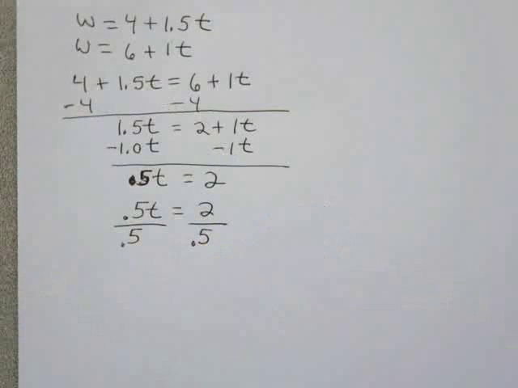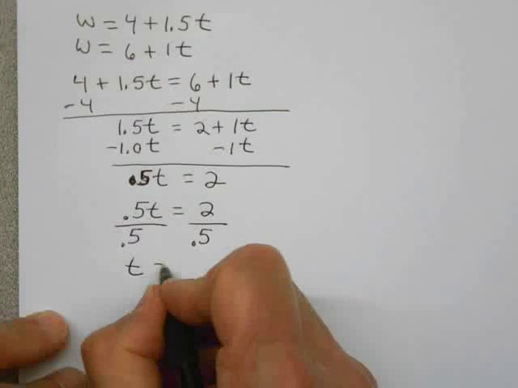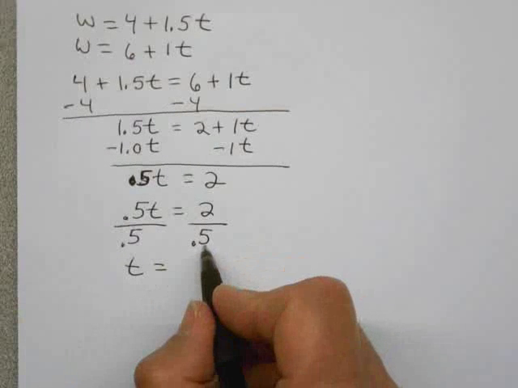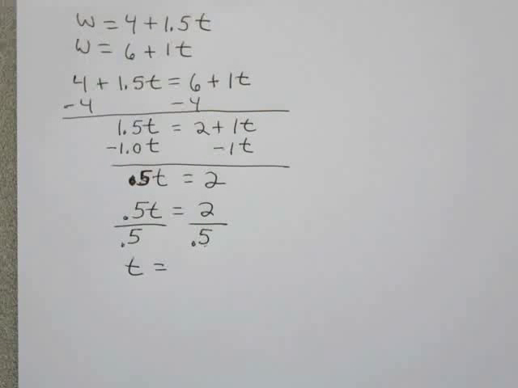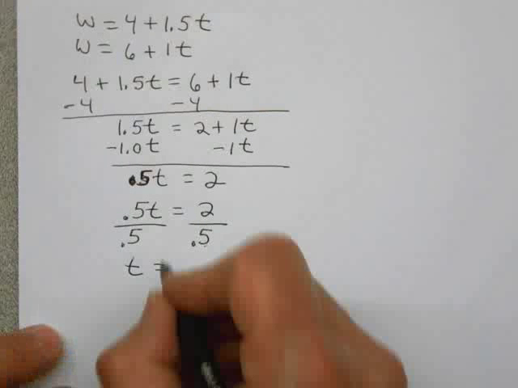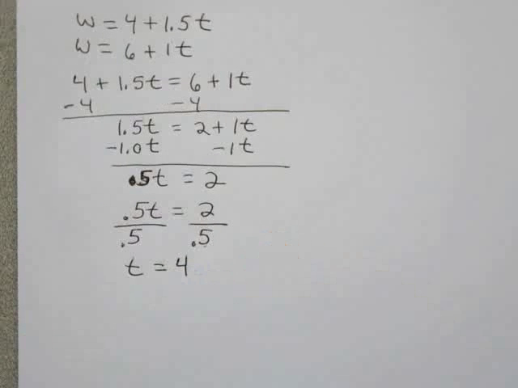All right, I'm going to divide both sides by 0.5, and T equals, well, 0.5 is the same as 1/2. How many halves fit into 2? 2 halves fit into 1, therefore 4 halves fit into 2. T equals 4, and that's half of our system. So now let's solve our other half. Let's figure out what W is.